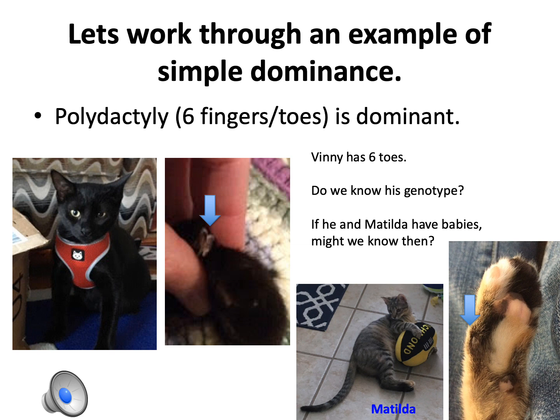If Vinny were homozygous for the gene that confers polydactyly or determines the number of toes, and Matilda, who has 5 toes, is obviously homozygous recessive, I encourage you to draw out the possible Punnett square, and you would conclude that all of Vinny's offspring would have polydactyly if he were indeed homozygous for this dominant allele. If, on the other hand, Vinny is heterozygous and Matilda, we know her still to be homozygous recessive, in that situation, half of Vinny's offspring would have 6 fingers and toes, half would have the normal complement of 5.